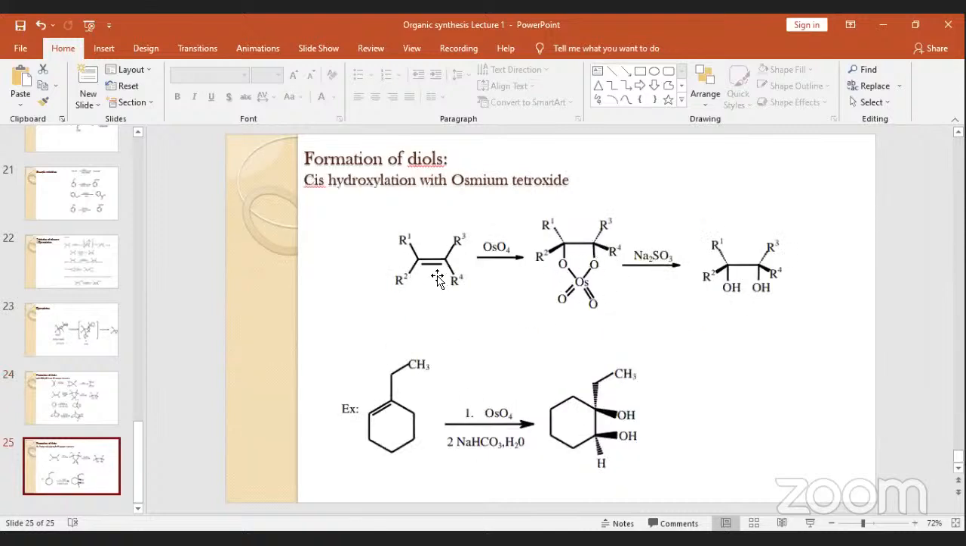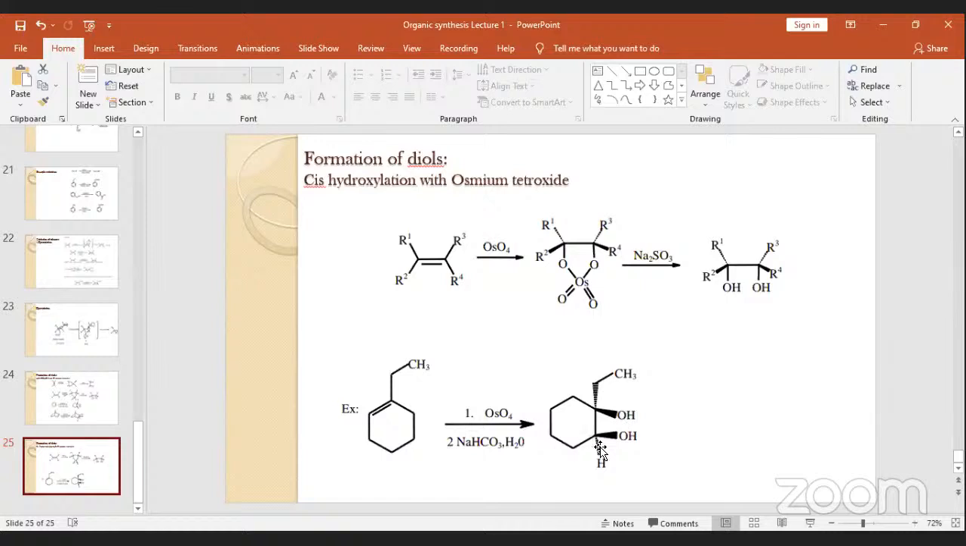This is also a stereospecific reaction. You see R1, R3 on one side, R2, R4 on another side, and you are getting an intermediate which will be converted to a diol. Similarly, here you see OH. The ethyl group is alpha, and the osmium ester is forming by attacking from the other side, the beta side, and after hydrolysis you will get a beta diol.